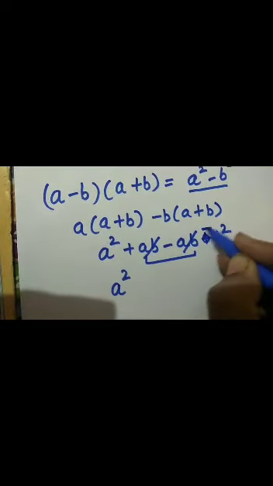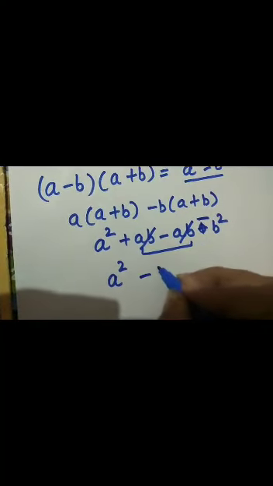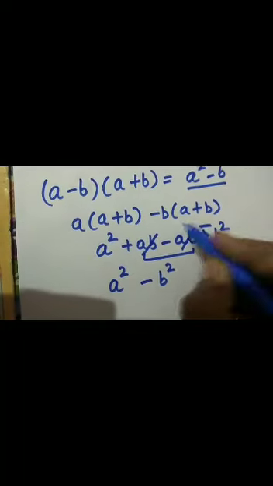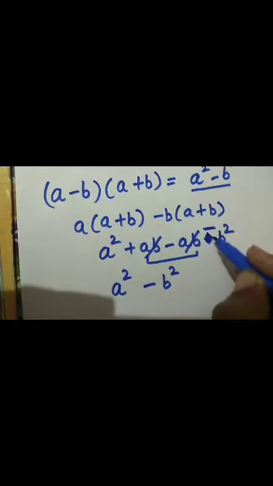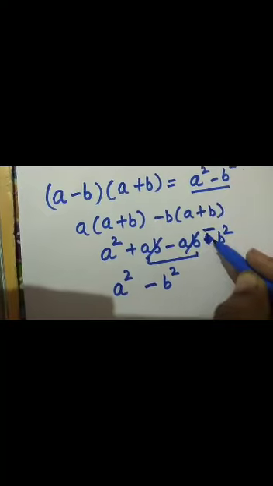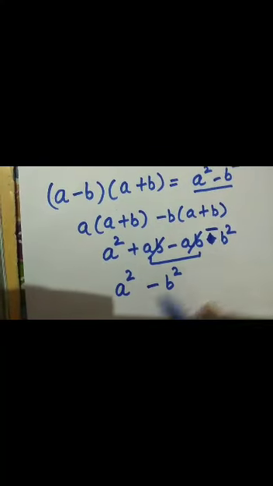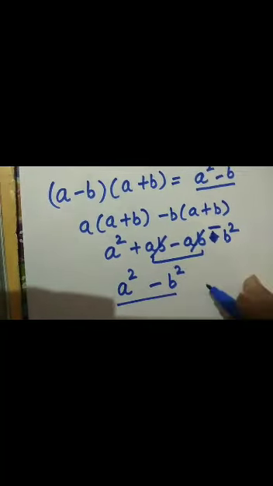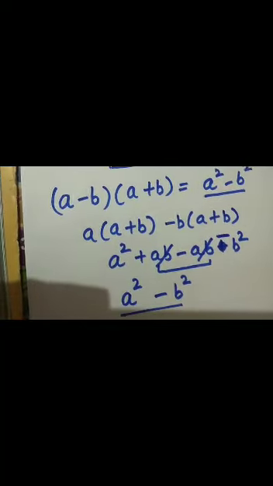So they cancel, and we get a square minus b square. By mistake I have written here plus, so this minus minus will become minus plus, and the minus sign will be there. So this is the solution of this. Now the application of these identities.